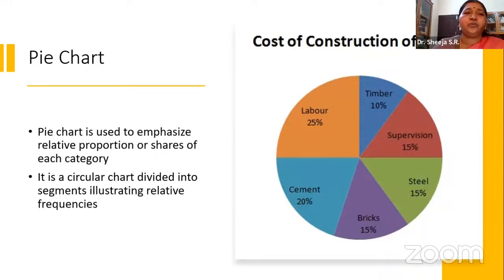So you get the share of each category. You have an idea about the relative share of each category. So this is a very useful graph.